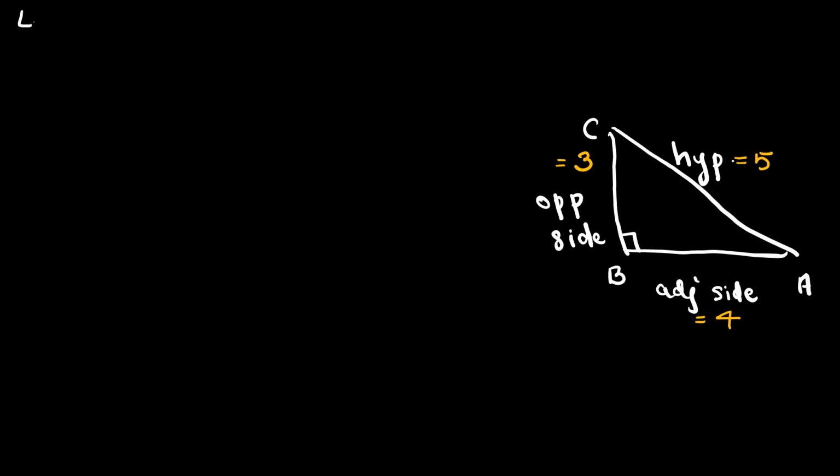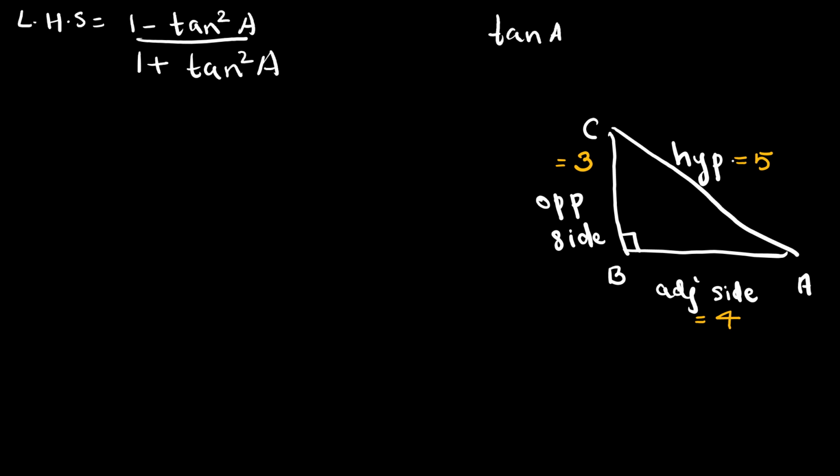LHS is equal to 1 minus tan square A divided by 1 plus tan square A. We already got tan A as 3 by 4. Now we'll solve this, that is, put tan A as 3 by 4.